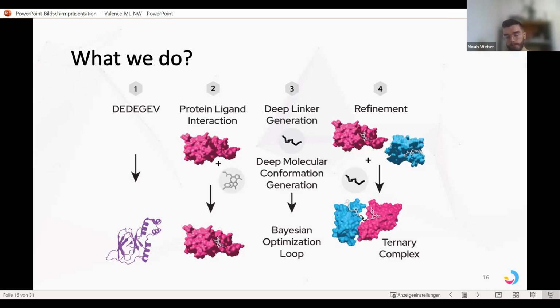Okay, I think now I understand what was missing in my logic. So basically at step 2, you find what binds to each of the proteins, and in step 3, it's just adding the linker and adjusting the conformation. What I had understood was that in step 2 you already have the whole binder of both proteins. Yeah, that's good. Thank you.